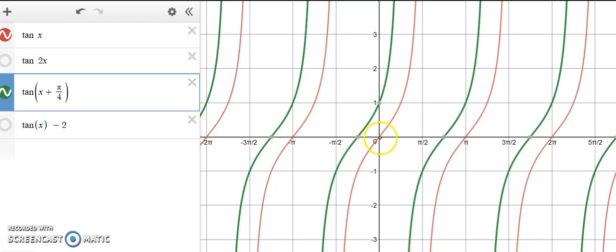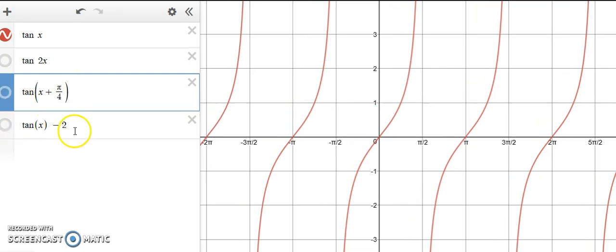So we went through at 0, 0 before, and now we can see that we're passing through at negative pi over 4, 0. And our asymptotes are going to shift as well, even though we don't really see them very well. So we were at pi over 2, now it's going to be at pi over 4. We can see that there. And it's going to be at negative pi over 4, and 3 pi over 4. Right there. Okay, so everything shifted to the left by pi over 4 for that one.